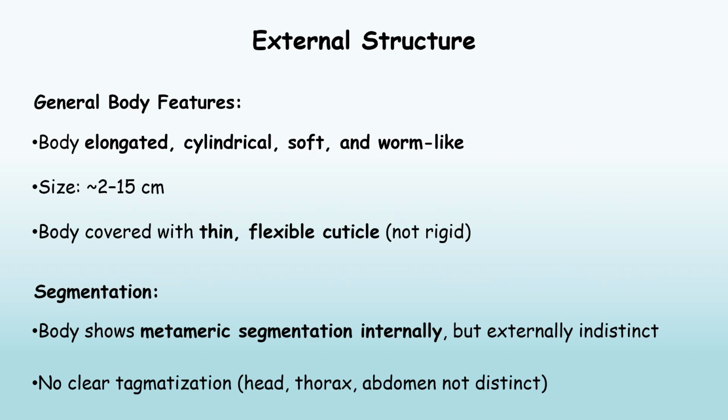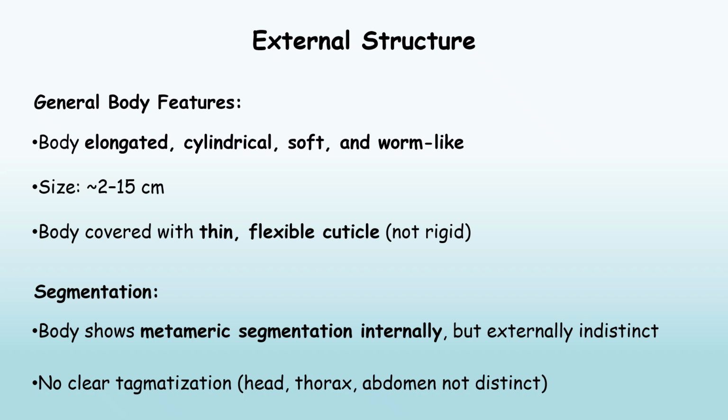So let's start with the external structure. The body is elongated, worm-like, cylindrical, and very soft. That is why they are known as velvet worms. The size ranges between 2 to 15 centimeters, depending on the species. The body is covered with a very thin and highly flexible cuticle, which is not at all rigid. Because of that, we can observe foldings on the skin of Peripatus.